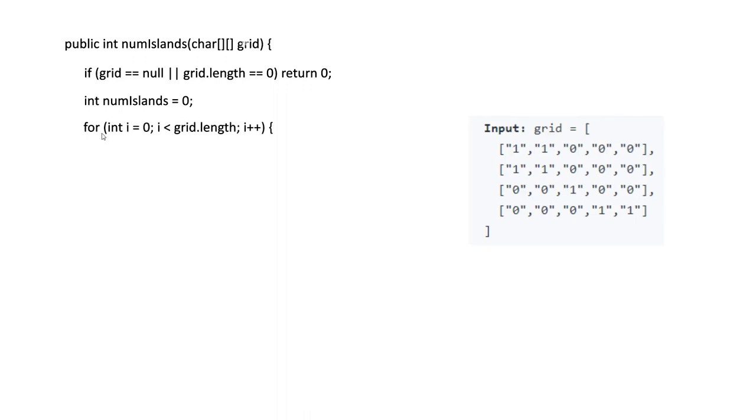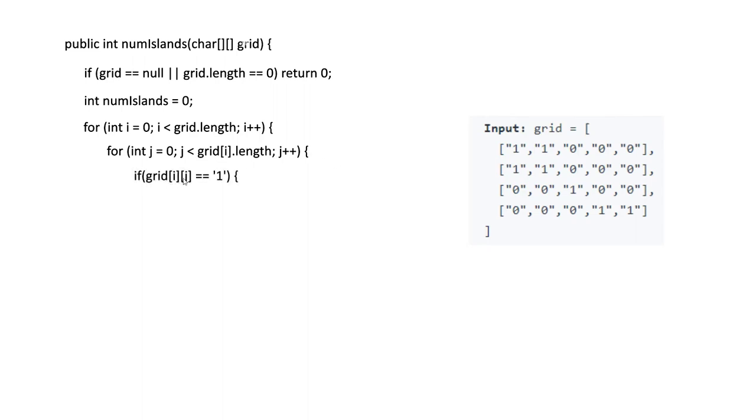So what we're going to do is we have to loop through every item in this grid, or every element. So we're going to start with i equal to 0, less than grid length. So grid length in this case is 4. So 1, 2, 3, 4 arrays. And then j is actually going to traverse through each item in the array. So this is going to be grid i length.